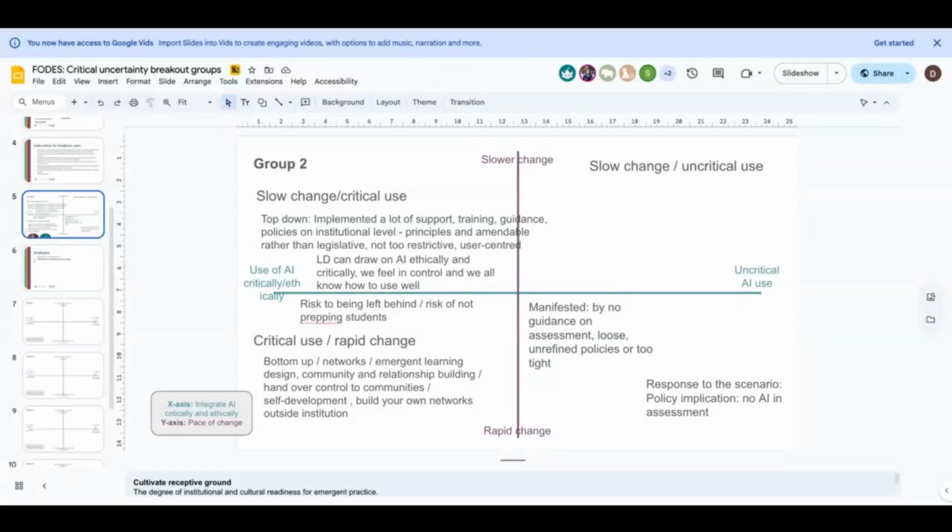So I think one of the things that I'd be very interested in is that idea of cultivating receptive ground. I think that it's really difficult. Institutions have very baked-in processes, and I'm wondering about receptive ground and building relationships for receptive ground. That might be a thing that we would think about quite carefully, both for the slow change critical use case and the rapid change critical use case.